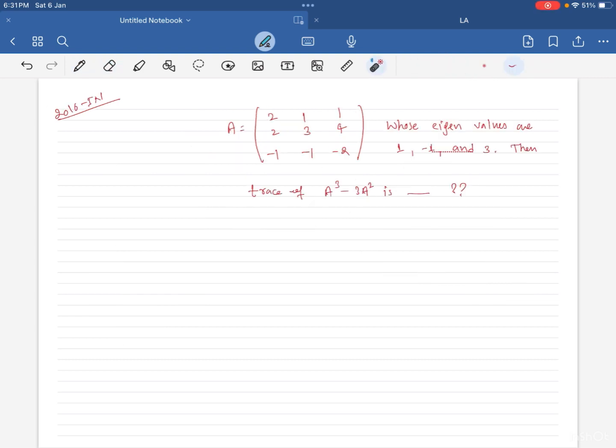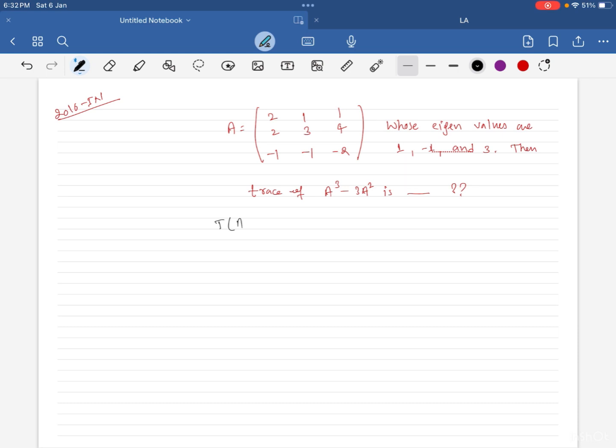Okay, so this question is from 2016 instrumentation and we have been given this matrix A whose eigenvalues are 1, minus 1 and 3. Then the trace of this matrix is... I think this question is the same one they have copied in the sample paper of DA, right? So there I have already solved it, but let's do it one more time.